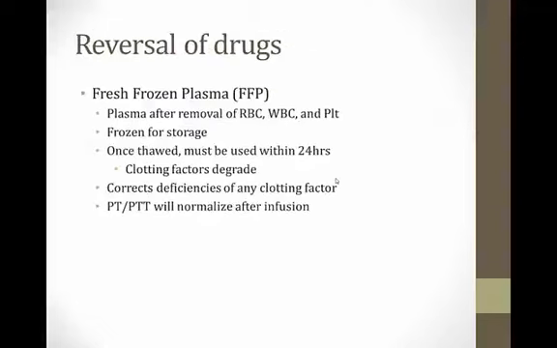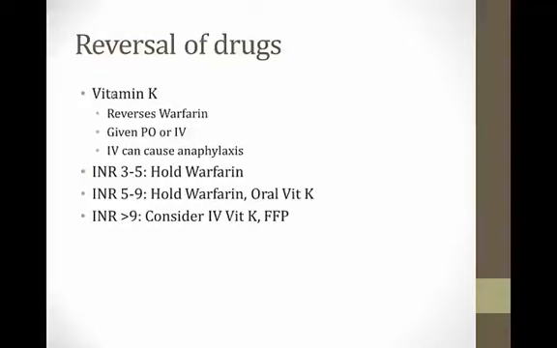What if you want to reverse the effects of this drug? Well, fresh frozen plasma is often used for this. This is plasma after removal of red cells, white cells, and platelets, and it's frozen for storage. Once you thaw it, you have to use it within 24 hours because the clotting factors degrade, but it will correct deficiencies of any clotting factor, and the PT and PTT will normalize. Vitamin K is used as an antidote for warfarin. We give it PO or IV, but we much prefer the PO form, the oral form, because the IV form has a risk of anaphylaxis.